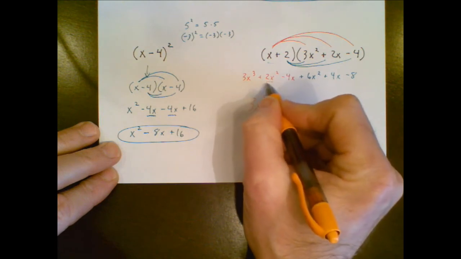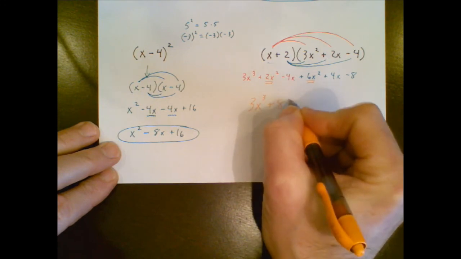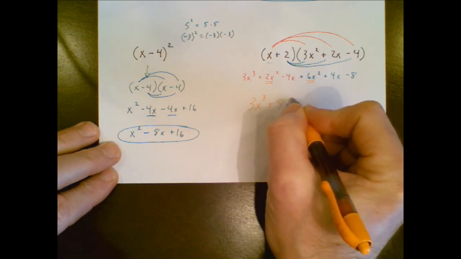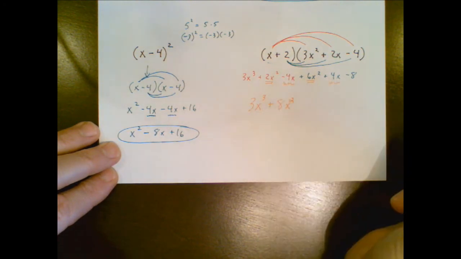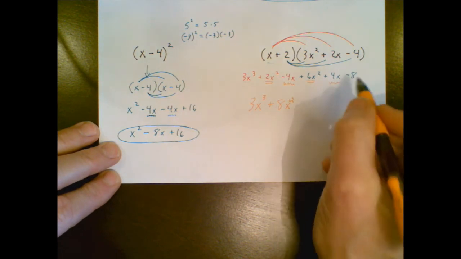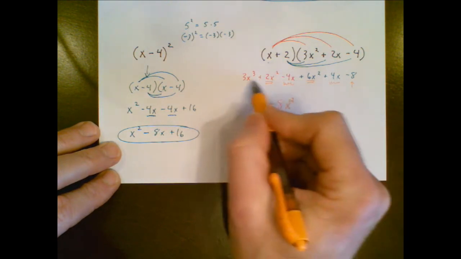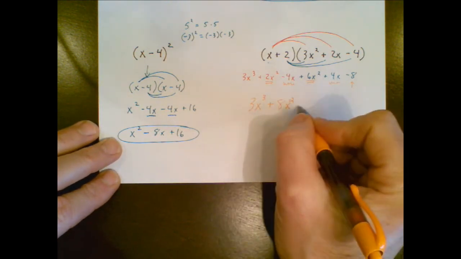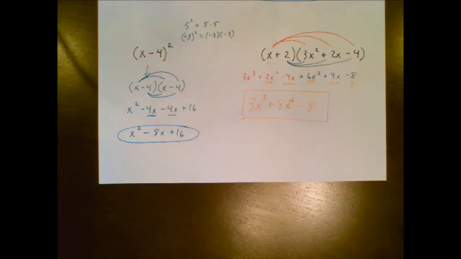But the 2x squared and the 6x squared, those are like terms. They would combine to be 8x squared. The minus 4x and the plus 4x, those are like terms. Now in this case, by coincidence, they add to 0. Negative 4x plus 4x is 0, so I'm just not going to write anything. And then finally this minus 8, it's a constant term, and there are no other constant terms to be its like term, so it's all alone. And we get that for a final answer. This has been Multiplying of Polynomials.